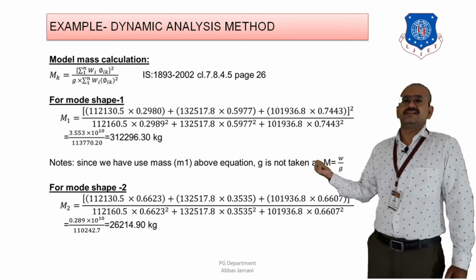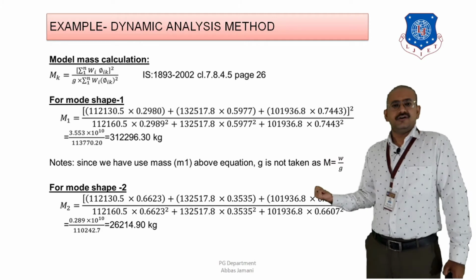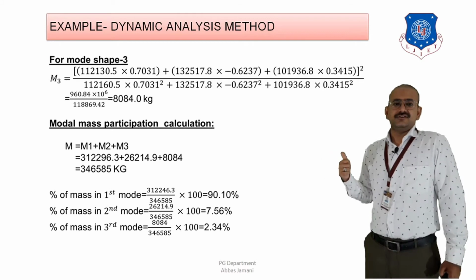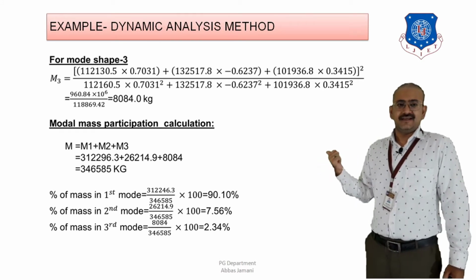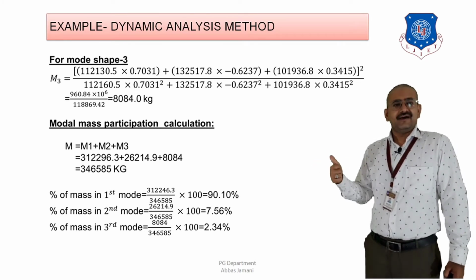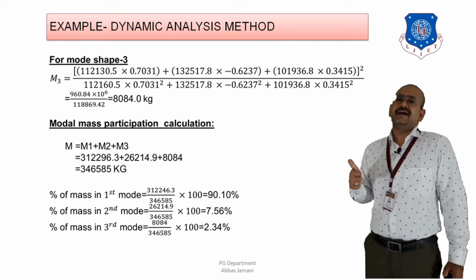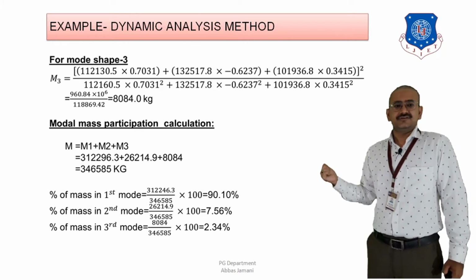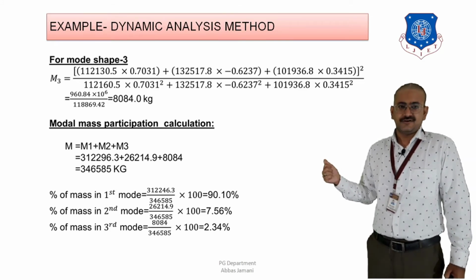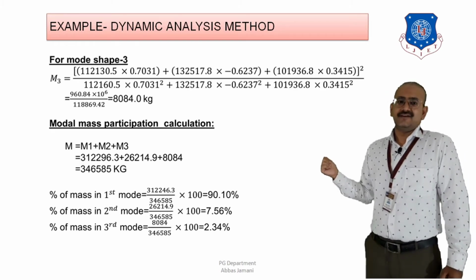So again, if I substitute these values that are given to me, then accordingly I will get the value of M1 and similarly the value of M2. In the same way, I can calculate the value of M3 also. That is again the same formula, sigma i equal to 1 to n Wi into phi ik the whole square divided by g into sigma i equal to 1 to n Wi into phi ik square. Right. So again, if I substitute the values of W1, W2 and W3 and at the same time the mode shape values in front of me, then I will get the value as 8084 kg. That is the value of M3.